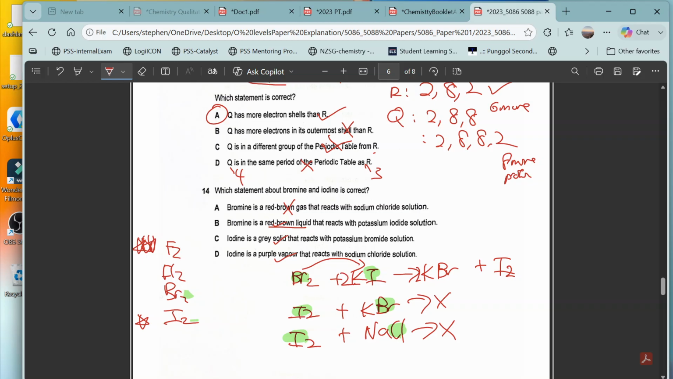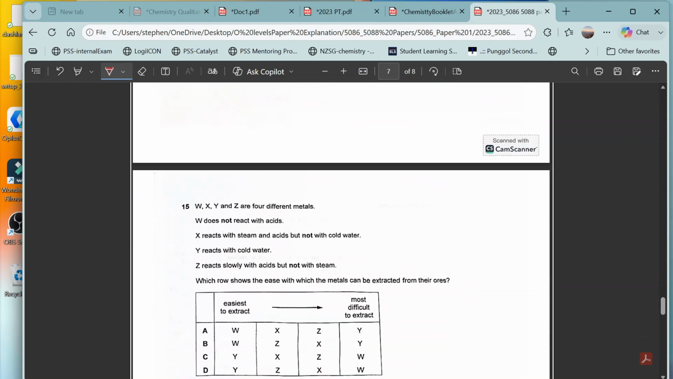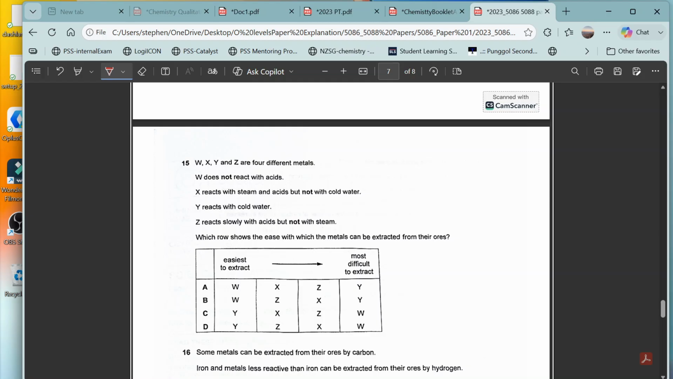So B is the answer. I revised a lot of concepts over here, so that's why this paper takes a bit longer time.